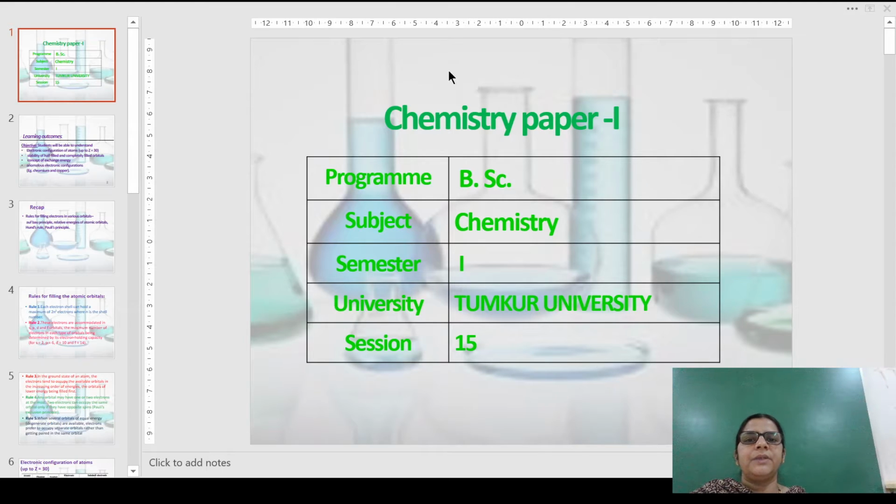So this is with respect to the noble gas configuration. We can even write the electronic configuration in terms of the nearest noble gas configuration, like this.